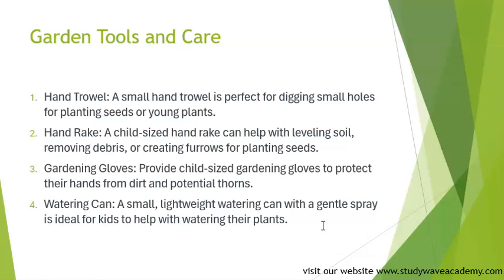Gardening gloves. Provide child-sized gardening gloves to protect their hands from dirt and potential thorns. When you're gardening, you have to wear gloves to protect your hand from dirt and from getting injured by some leaves or something. We have the watering can. A small watering can be used to gently spray water on your plants. So these are gardening tools: hand trowel, hand rake, gardening gloves, watering can.